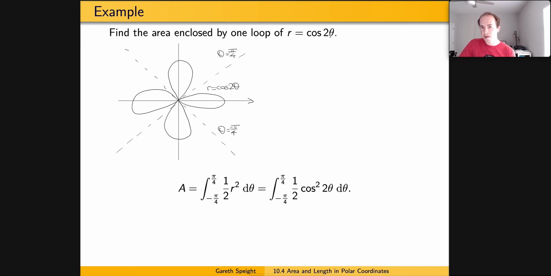Okay, we know that r is cosine 2 theta. So we get a half cosine squared 2 theta, everything all in terms of theta. And now once we set up our integral, we can just forget completely where it came from. Okay, we have to integrate this.